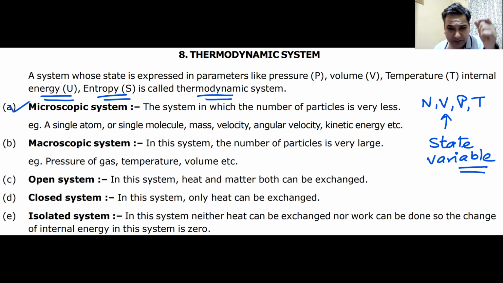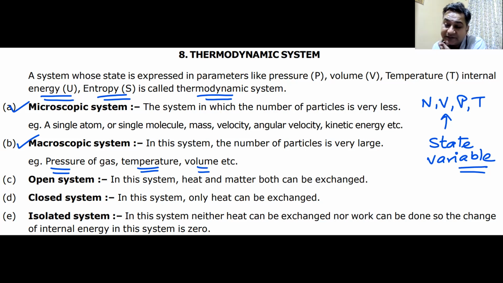Microscopic system: if the number of particles is very small, like one single atom, we call it a microscopic system. Macroscopic: we have a very large number of particles. That becomes a macroscopic system. Now, these particles are constantly colliding with the walls of the cylinder, and from there you can find the pressure of the gas, you can find the temperature of the gas, and so on.